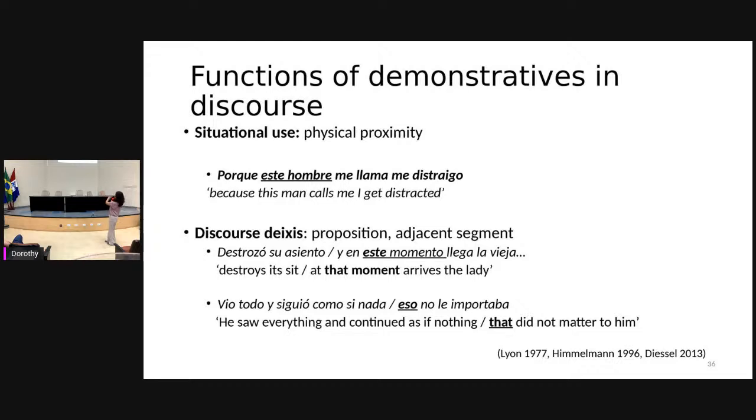The proposition being referenced is the moment of destroying the seed, which is talking about somebody who attacked or destroyed a motorbike. And yeah, they were fighting. The law was fighting, and so they came and destroyed the bike. That was what they were talking about. And the second one is the use of the neuter, eso, for the exact same function.